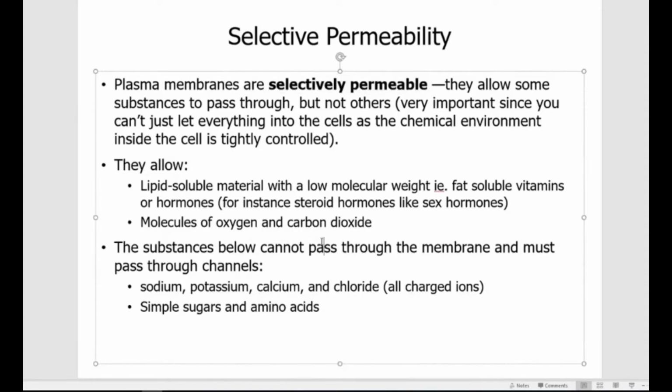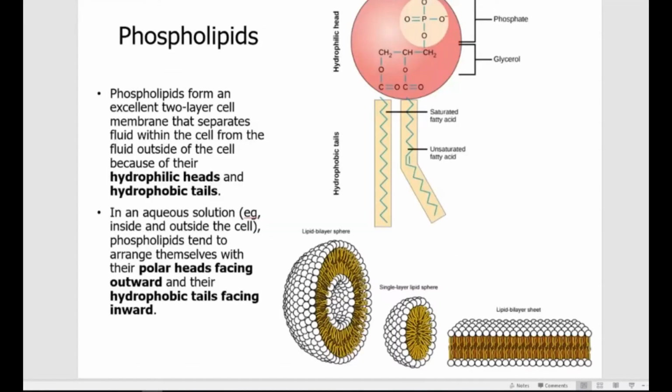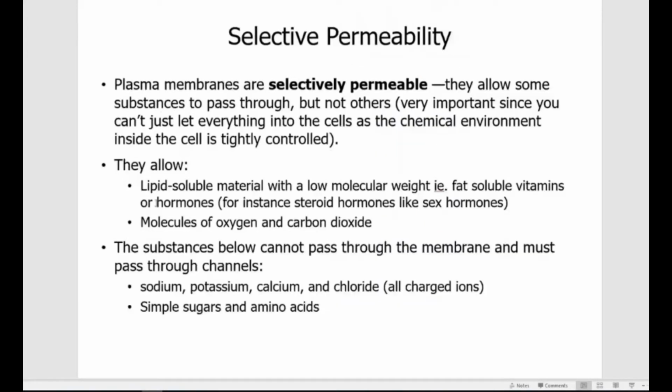So the cell membrane usually allows lipid-soluble materials to pass through. And why is that? Because of the fatty acid tails, which are nonpolar. So the nonpolar materials, which are lipophilic, like lipids, they're lipid soluble, those materials can pass through this fatty acid tail section very, very easily. Usually they don't have any trouble passing through the cell membrane.